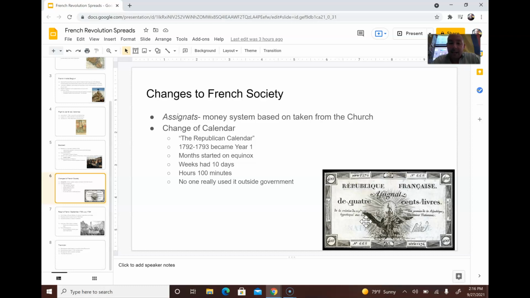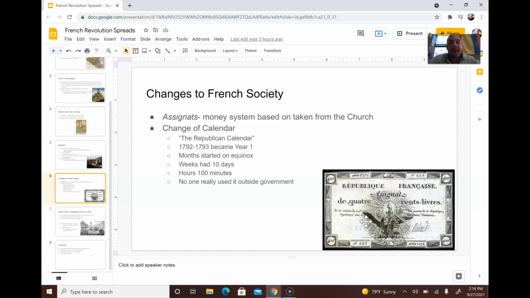Now, the problem with the assignats here is that they were extremely undervalued. At one point, in the really rough years in the 1794 era, you have the value going down to like 1/10 of what it says on its face. So it's a very unstable currency, but again, it's sort of the money of the French Republic.